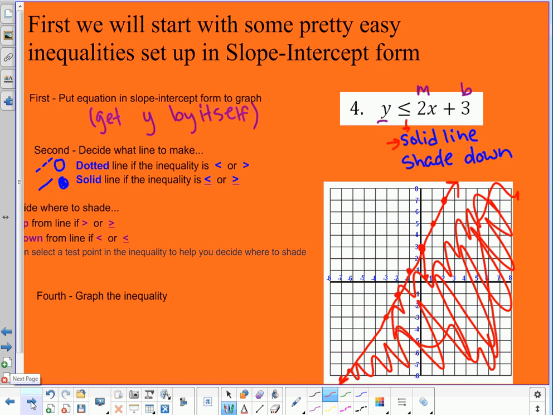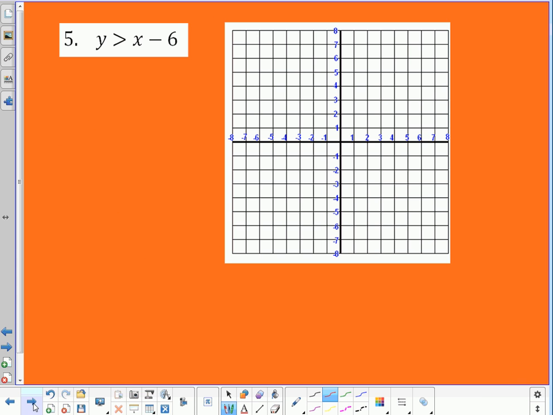Let's do one more example together and then we'll come back tomorrow and finish the rest of our notes. So number 5, again, I need to start with making sure that my y is by itself, but in this case it is. Then I need to decide what kind of line. So I look at the inequality symbol. The inequality symbol is greater than. So that tells me I'm going to use a dashed or dotted line. Sometimes that's called dashed, sometimes we call it dotted. Both mean the same thing, it's just that you have space in between. And so that's the line that I'm going to make.